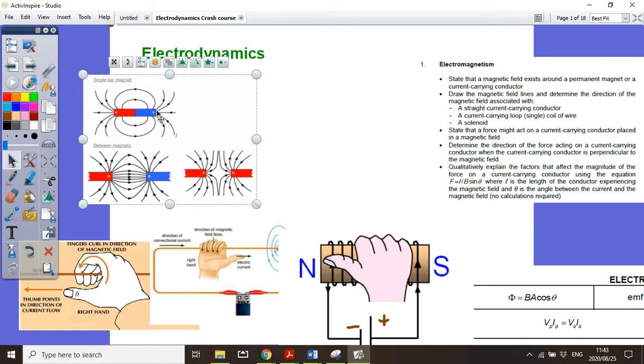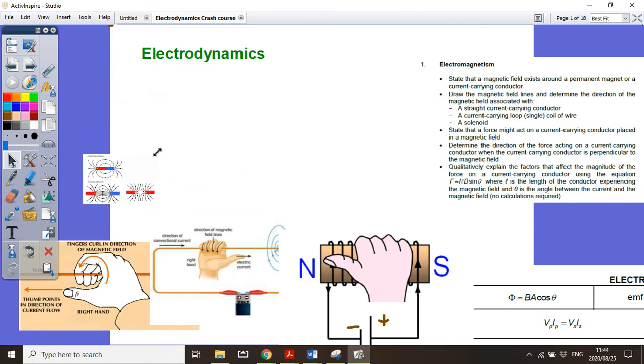So the direction is defined from north to south, and the red one here is north. The lines then go around from north to south, and you must also be able to draw it between two different poles, a north pole and a south pole, where the lines would go directly between them. With two north poles, the lines would be going away from this north pole, but also away from that north pole. If these were two south poles, they would be going towards the one south pole and towards the other south pole. So just make sure you can draw the field lines around a bar magnet.